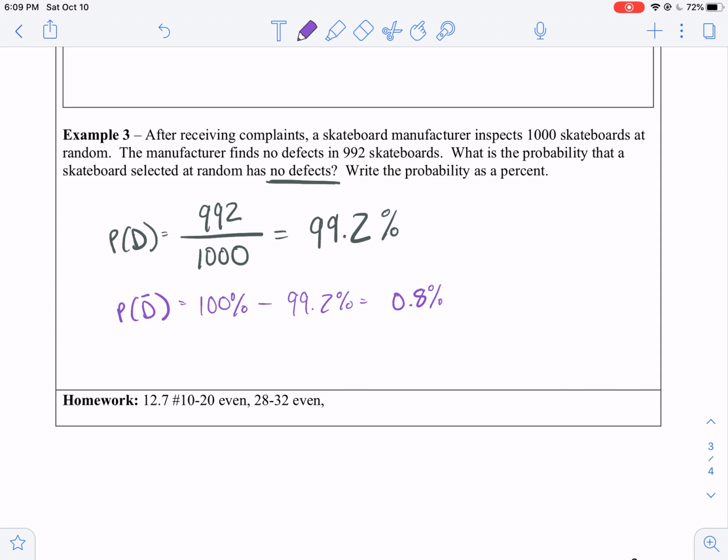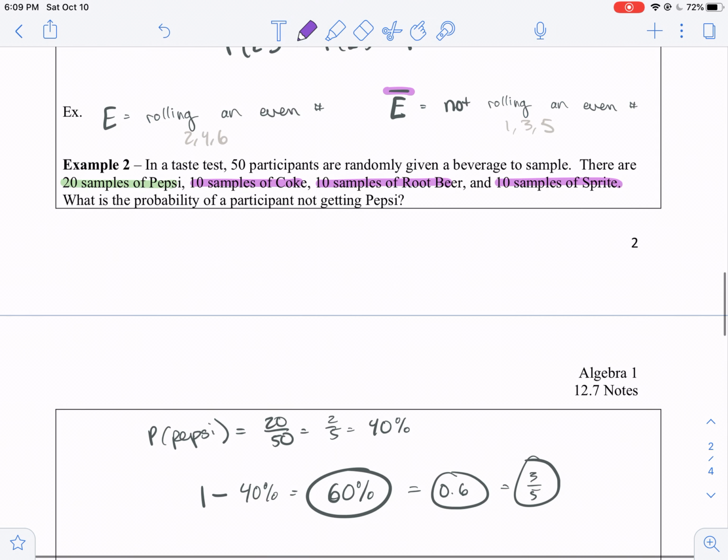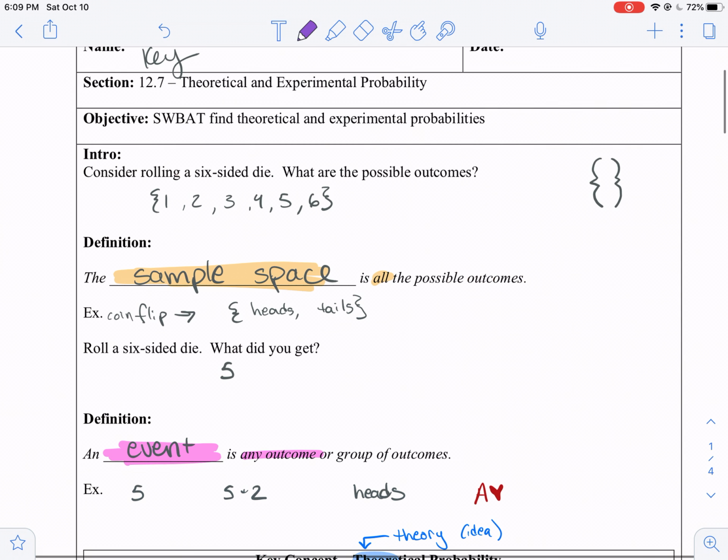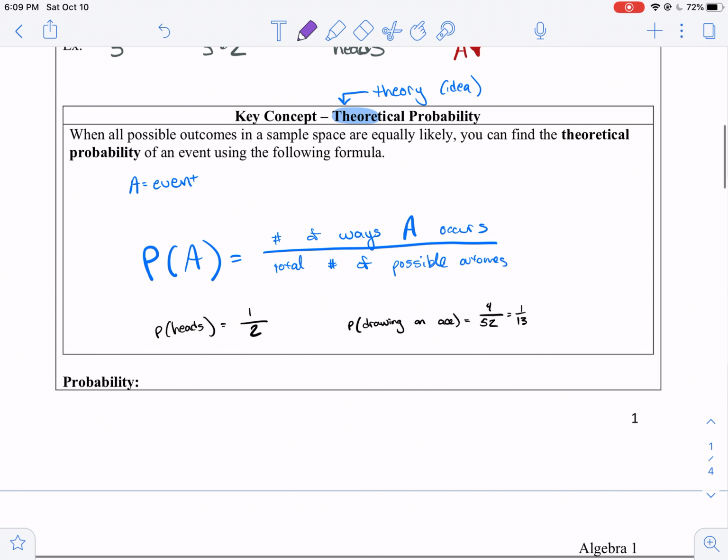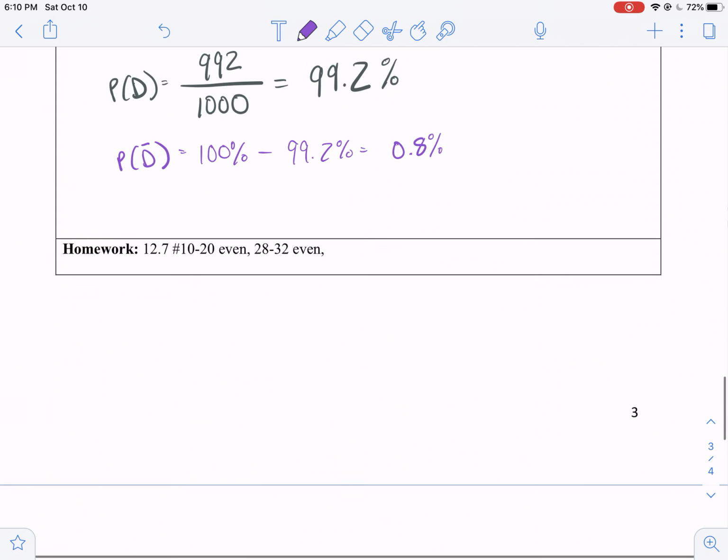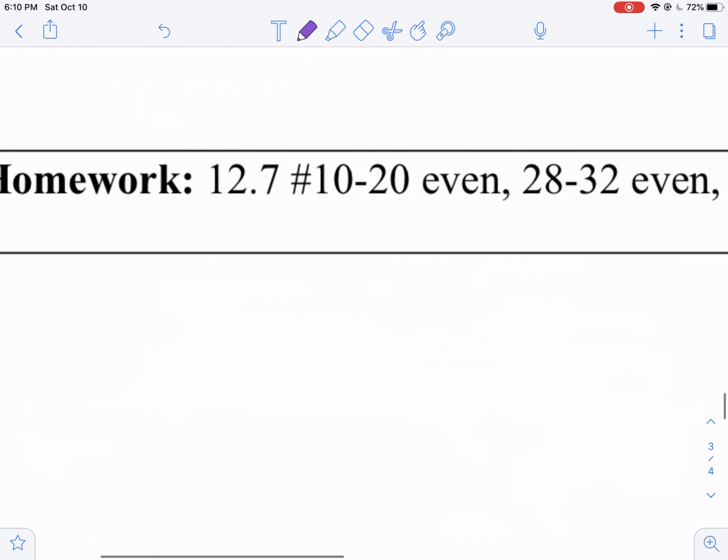Okay. Summary: experimental is what actually happens, and theoretical is what you would expect to happen. So we're going to do an activity about that in class, and I'm super excited. Anyway, have lots of fun on your homework because I'm certain that you will.